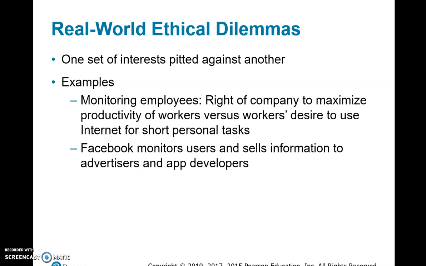So, in real world ethical dilemmas, one set of interests fights against another set of interests. The example can be Facebook. Facebook monitors users, whatever you write in Facebook, whatever people write in Facebook. Facebook actually looks at them, they monitor them. They sell that information to advertisers as well as to application developers so that they can use it. And that's one of the ways of revenue generation in Facebook.